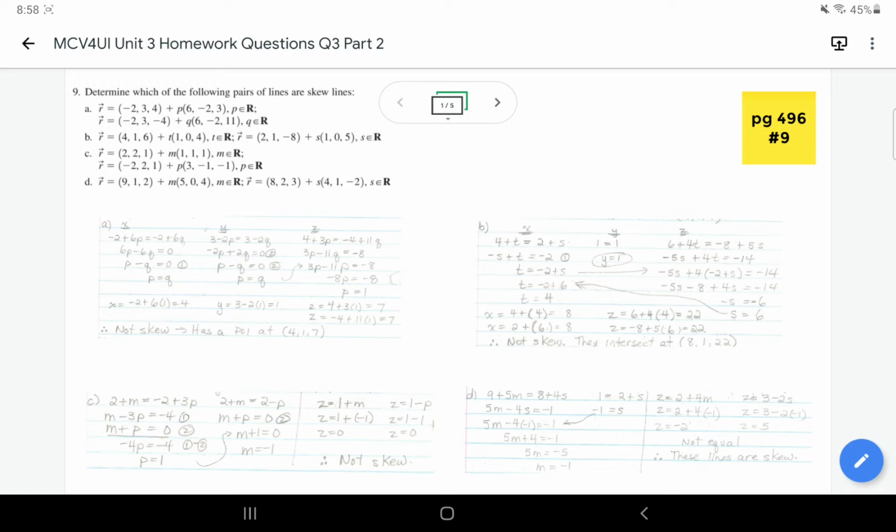So this one is page 496, number 9, and there were a number of different pairs of lines, and you were to figure out if they are skew. Now remember that if they're not scalar multiples in your direction vectors, so here for the first one, looking at the two direction vectors up there, if those direction vectors are not scalar multiples, then they're either intersecting or skew.